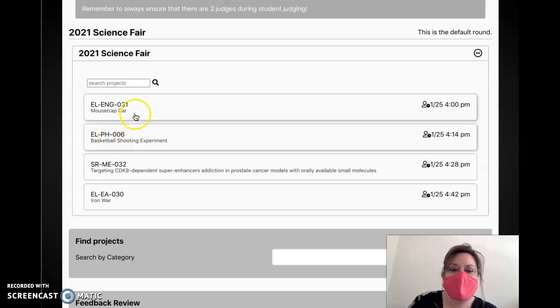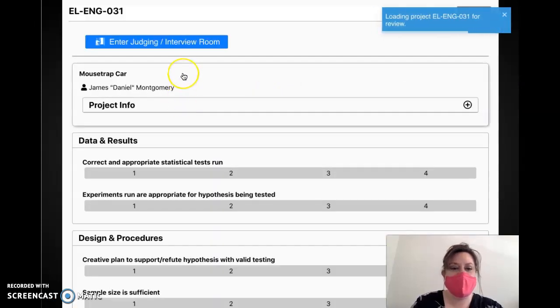So on the night of judging, you'll log in. You'll see that at 4 o'clock you have an engineering project or a physics project, etc. So these are kind of the categories, and I can send you a link to those categories as well, so you know what you're looking for. You'll notice that we've given 14 minutes between each interview, so we figured that that would allow you a 10-minute interview time with the student as well as a 4-minute buffer before you needed to log on to your next phone call.